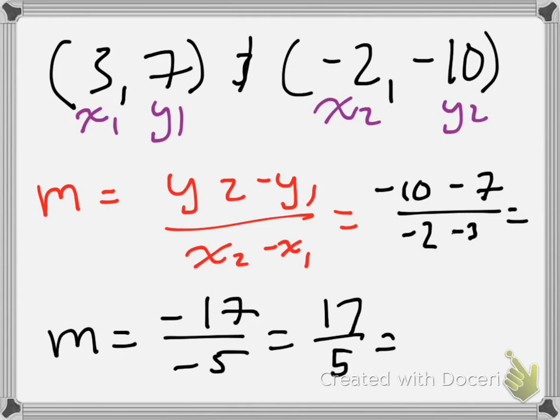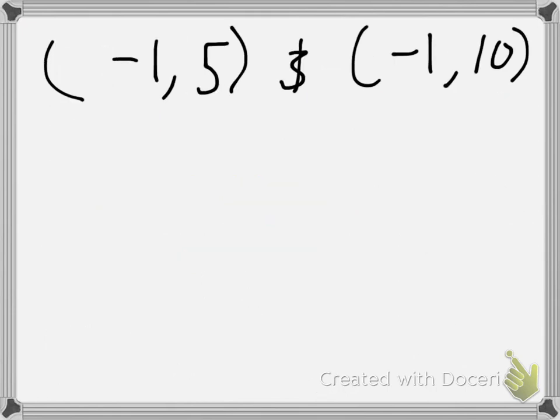If I really wanted to reduce it, I could get something like 3.4 or 3 2/5, but I'm not going to do that. This is perfectly fine most of the time. One more.